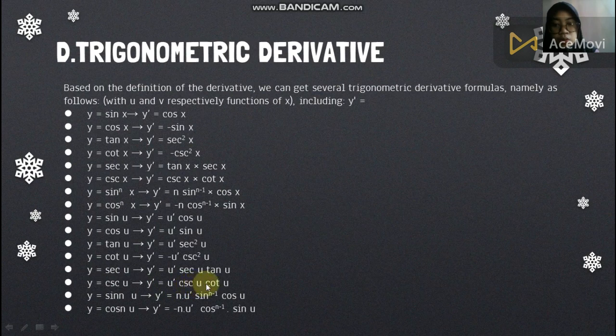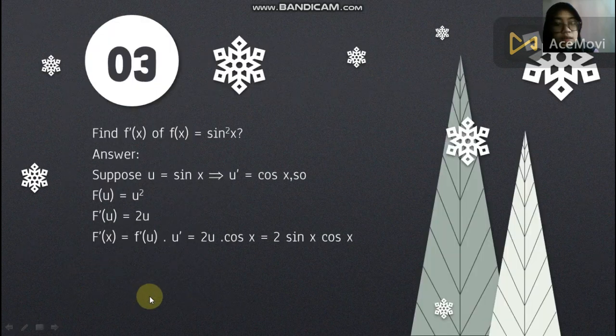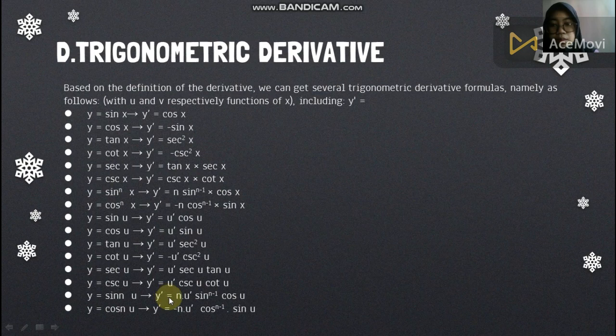Then times cosecant u times cotangent u. y = sin^n u, y' = n times u' times sin^(n-1) u times cos u. y = cos^n u, y' = -n times u' times cos^(n-1) u times sin u.